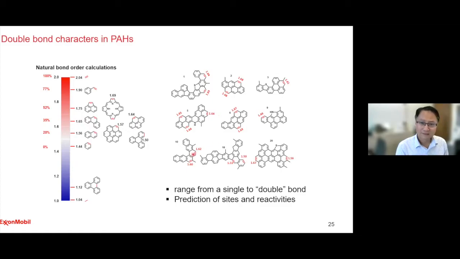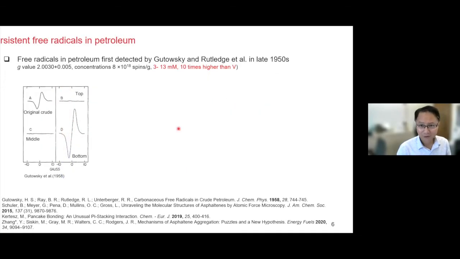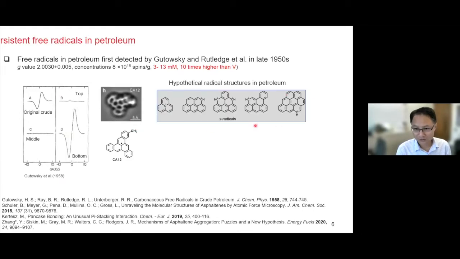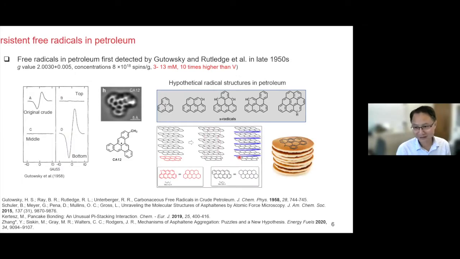Another thing is free radicals. It's also very popular, and I have recently gotten a lot of interest and performed a study. This is based on a few radicals collected and imaged by AFM, and then we rationalize the different radical structures, and explain how asphaltene aggregation works based on pancake bonding. And I just want to let you know that I didn't make up this pancake bonding. This is a new covalent bond character based on radical interactions.